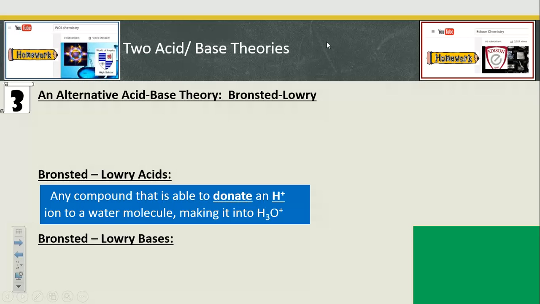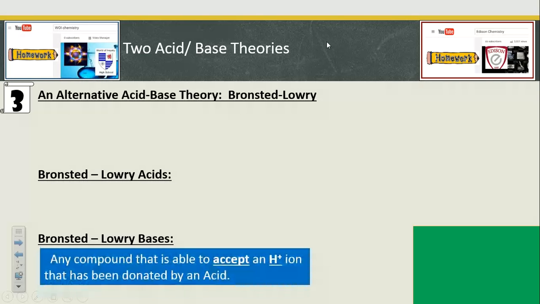Bronsted-Lowry, also known as the alternate acid-base theory: acids donate H+ to a water molecule, making it into H3O+. Some compounds actually react with water to make acids, and some compounds actually react with water to make bases. So the compound itself doesn't have the acid or the base part in it, but the reaction of the compound with water creates the acid or the base part, which is why this theory really does work.